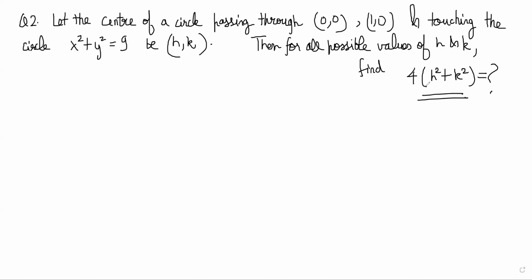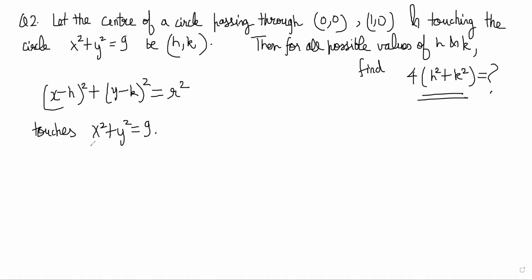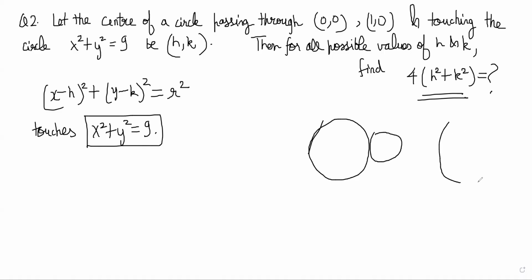So it's like saying find out the locus of h comma k, or the relation between h and k, right? So we have a circle with center h comma k. The equation of the circle will be x minus h whole square plus y minus k whole square is equal to r square. Here h and k are unknowns, and it touches the circle x square plus y square is equal to 9, right? So basically, two circles can touch each other either externally or they can touch each other internally like this, right? These are the ways in which they can touch each other.